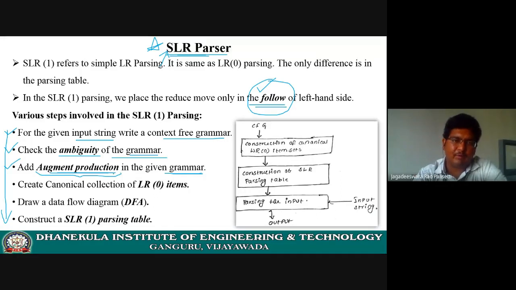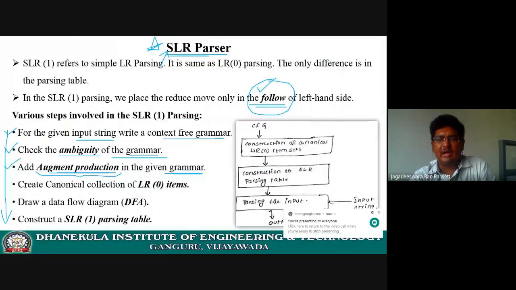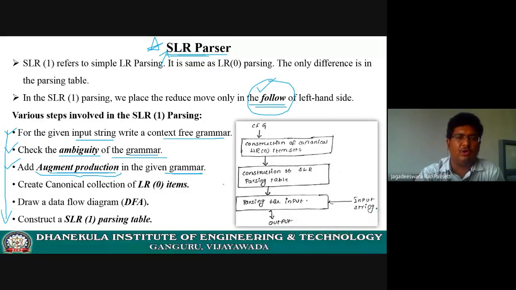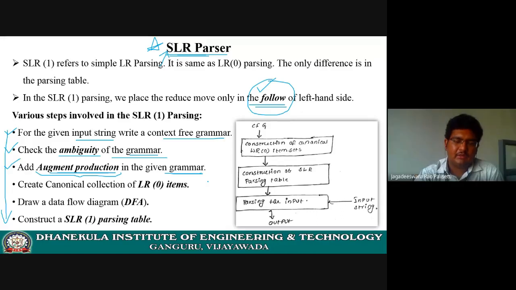Can anyone say what is the importance or what is the use of this augmented production? Anyone? Why are you adding a new production rule as augmented production? Anyone? Aranraj? Anyone can say, no? Anyone? Is my voice audible? Anyone can say why you are using this augmented grammar or augmented production rule in the grammar? For string acceptance. For string acceptance, okay. Any other answers?